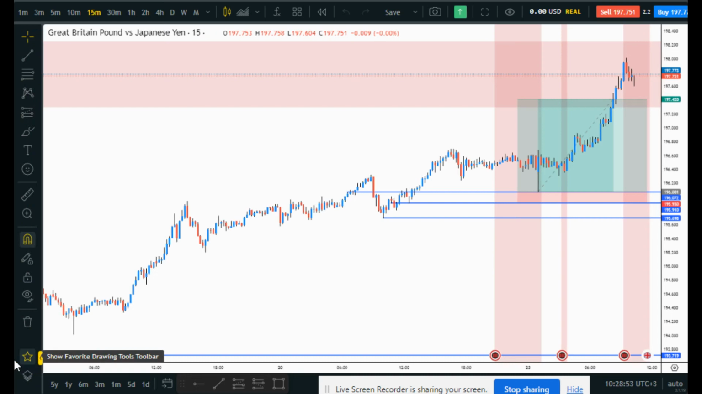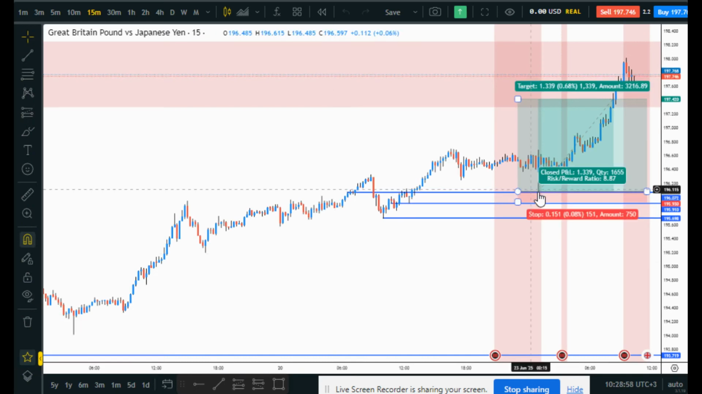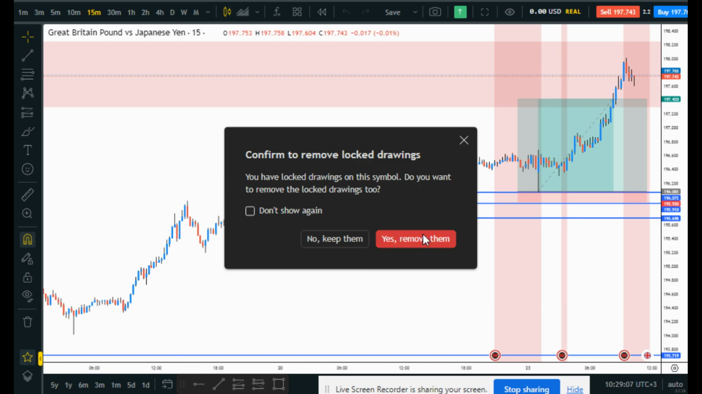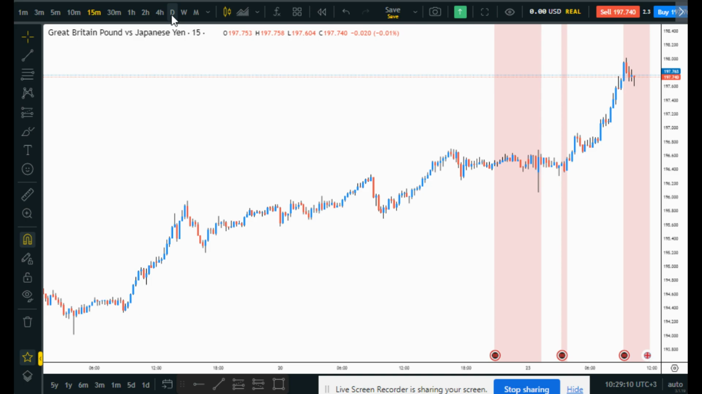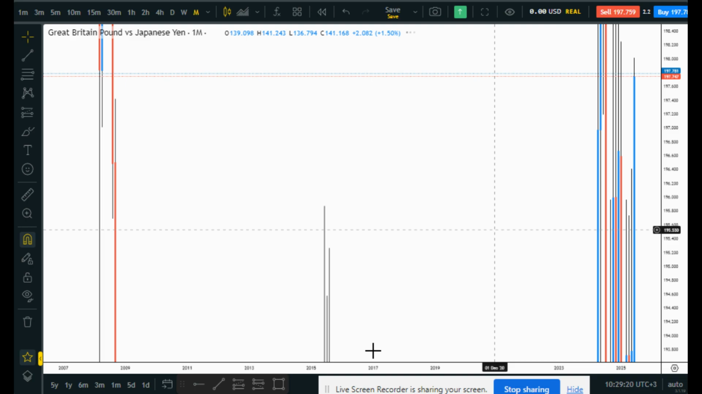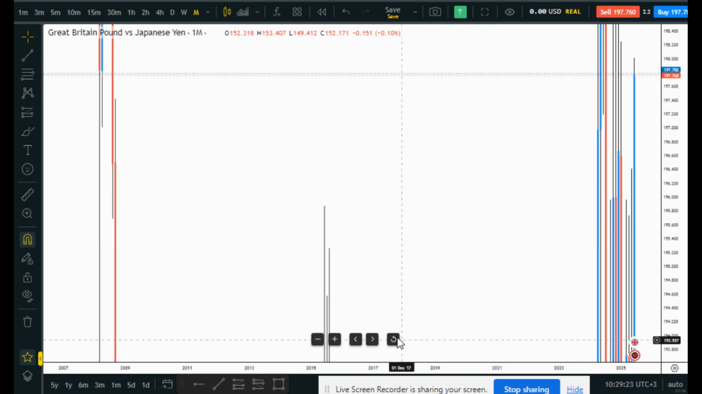Can see how we managed to get this entry over here. Okay, so what we'll do, just clear my chart. I remove them, and we're going to start from the higher time frame, which is the monthly. Okay, my internet is a bit slow, but no worries.